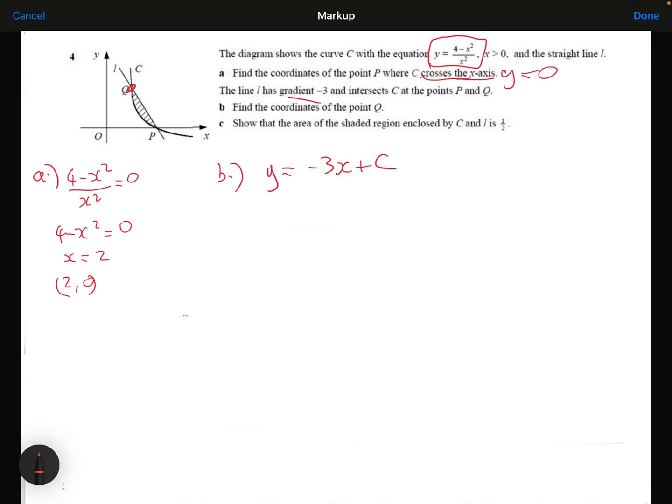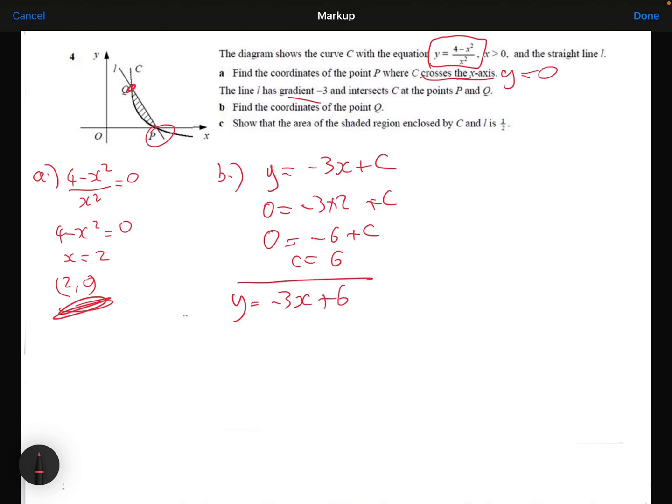And I know that the line goes through the point P, which I worked out in part A, which is the coordinates 2, 0. So if I substitute that in, I find out that c must be 6. So I know the equation of the line is y equals minus 3x plus 6. And I know that the equation of the curve is y equals (4 minus x squared) over x squared.